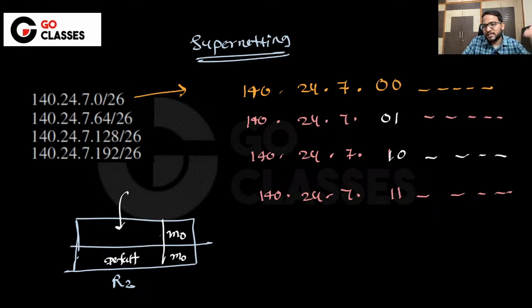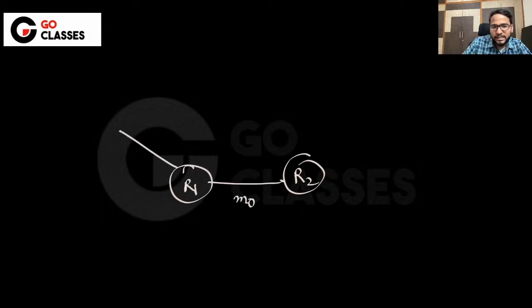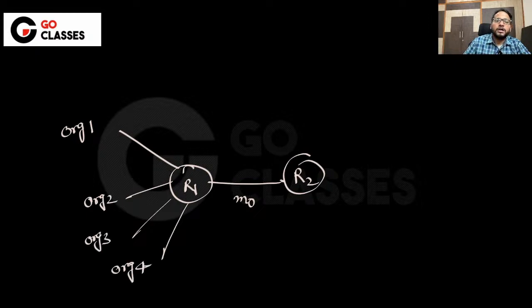Okay, let's just start. See here, it is so nice to see that all of these four networks are starting from 140, isn't it? So what will this router say? This router R2 is connected to M0, and this is connected to R1, and these are connected to these four organizations. This is organization 1, this is organization 2, this is organization 3, this is organization 4. Let me know if that is clear.